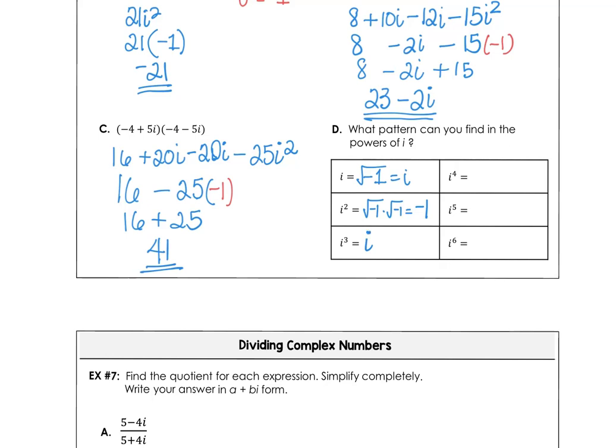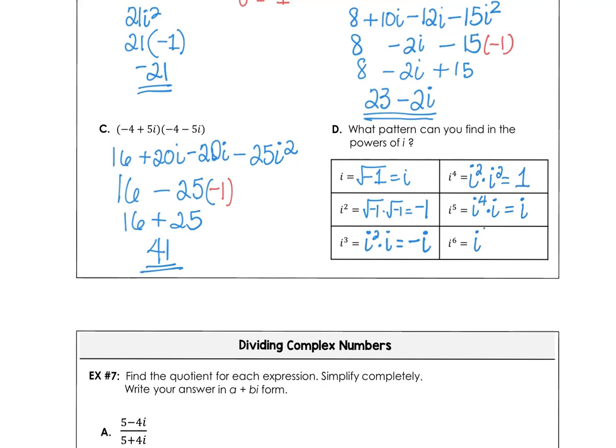So i cubed can be rewritten to be i squared times i, and i squared times i would be negative 1 times i, so negative i. Then i to the fourth power can be written as i squared times i squared, which is negative 1 times negative 1. That becomes positive 1. And then i to the fifth, I want to rewrite that as i to the fourth times i, and i to the fourth is 1, so 1 times i is i.